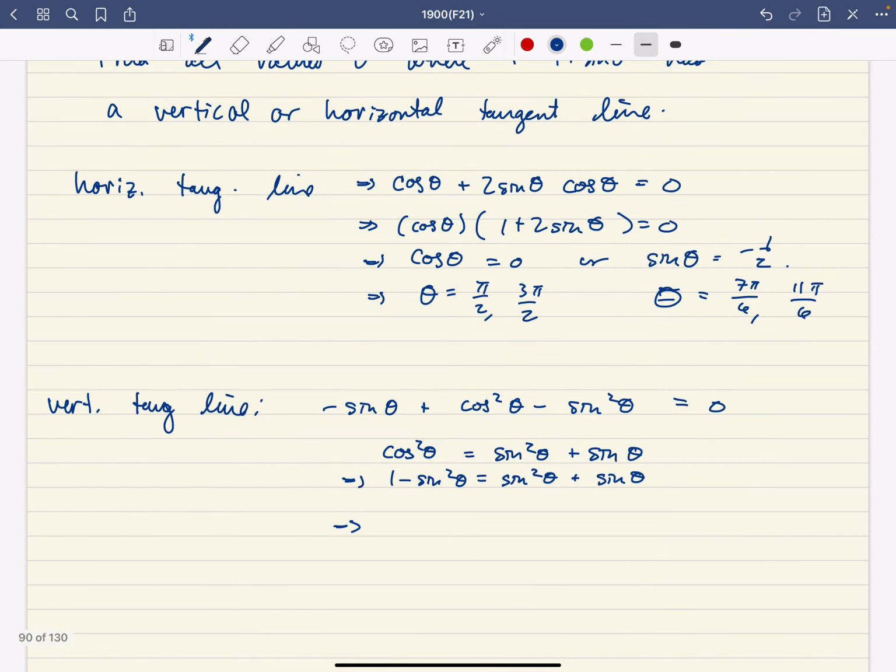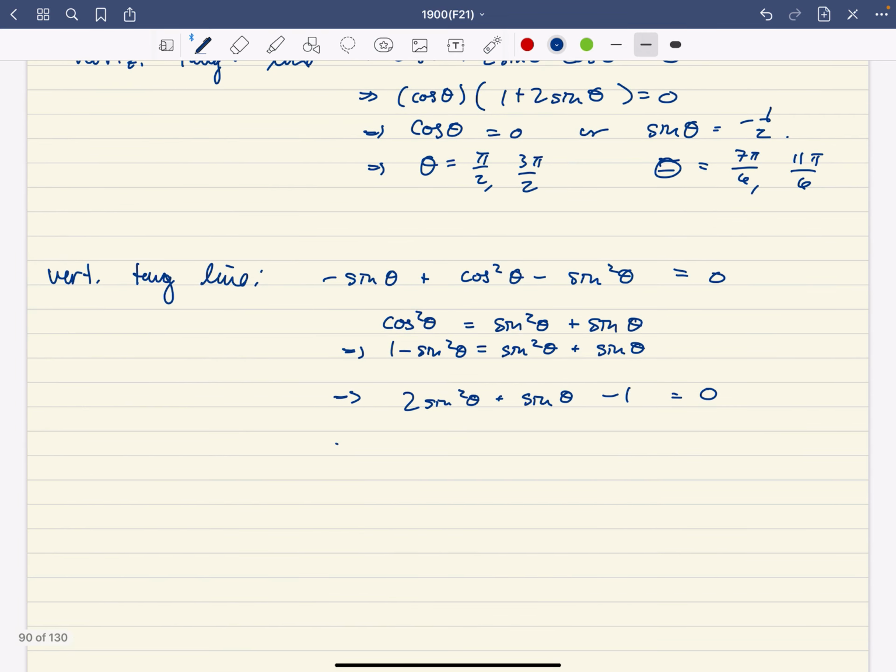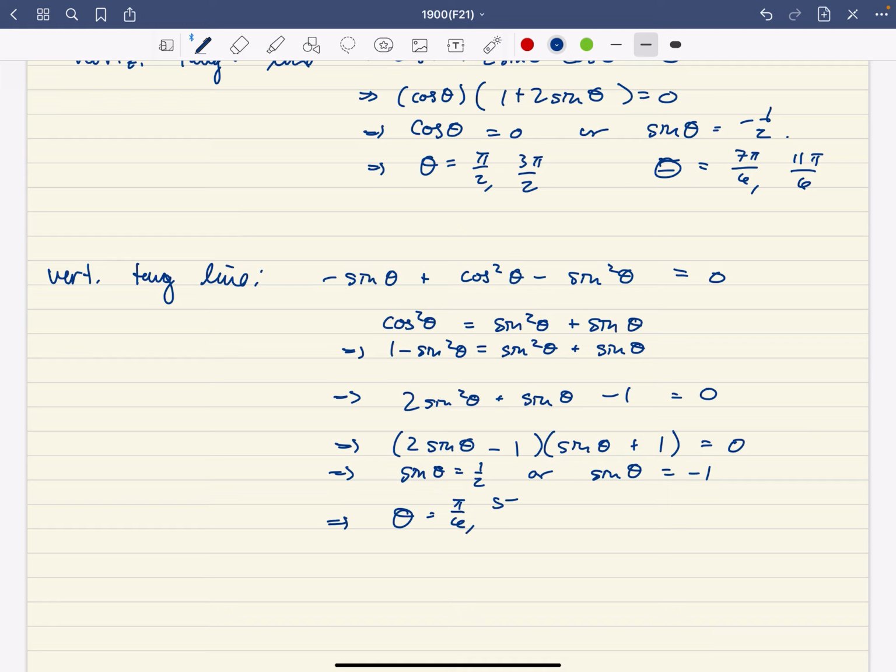And then that happens when 2 sine squared theta plus sine theta minus 1 is equal to 0. And so that factors as 2 sine theta and sine theta and 1 and 1. And then we just have to be careful about the signs here. This is a plus sine theta, so the 2 should be positive. So this is going to happen when sine theta is equal to 1/2, or when sine of theta is equal to negative 1. And so that happens when theta is pi over 6 and 5 pi over 6, and sine of theta being negative 1 happens at 3 pi over 2.